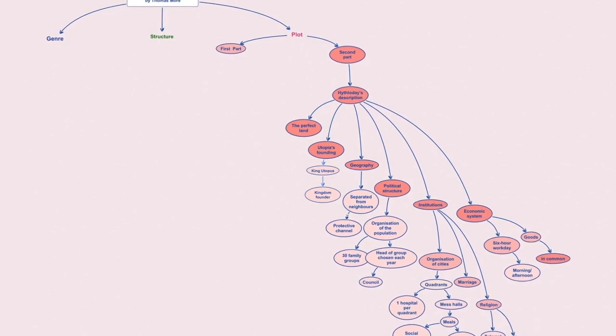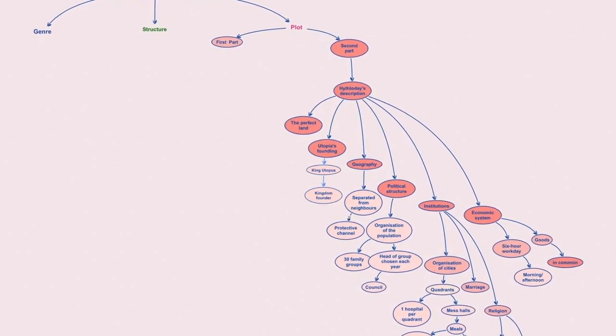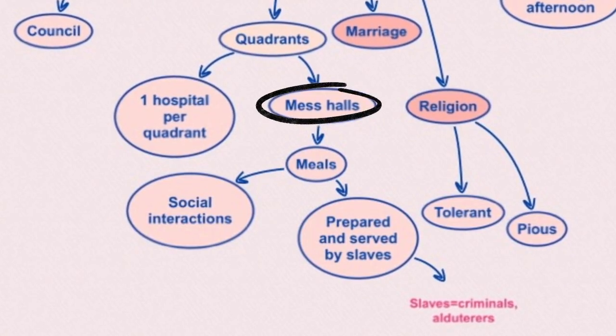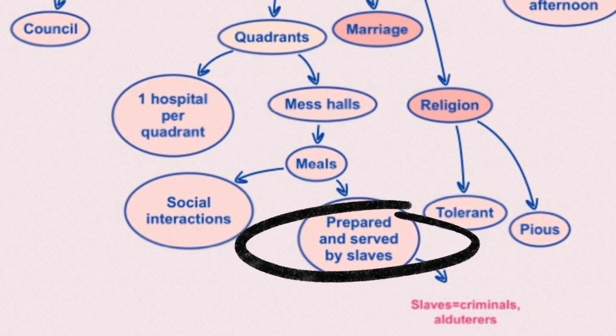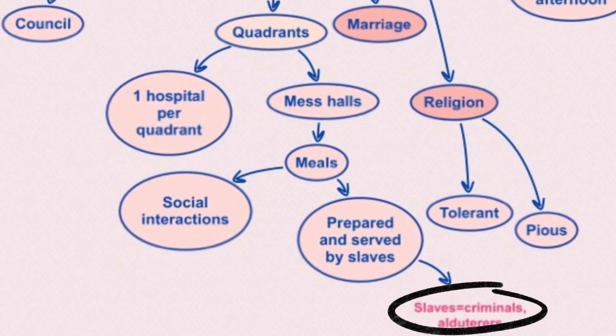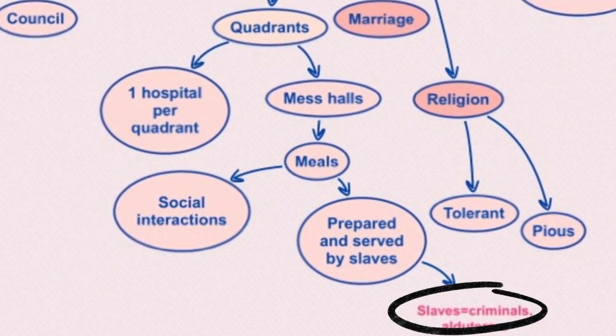Choose among the aspects the map shows, those which create an image in your head, and you'll remember them more easily. Note the communal mess halls. They have slaves in Utopia. The map is very specific. Slaves are criminals or adulterers, not conquered peoples. That distinction matters for your test.